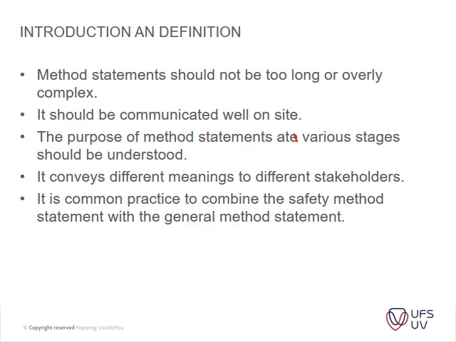Okay, then it conveys different meanings to different stakeholders. It is a common practice to combine a safety method statement with the general method statement. Okay, so you can see it can be combined. Instead of having your normal separate method statement on the one hand, and then your safety method statement on the other, you can combine the two. What I usually see from the contractors is they have their method statement, and then they just have like an addendum to that, which is the safety one, referring to each stage and just saying how they're going to mitigate the risk that they've got on it.